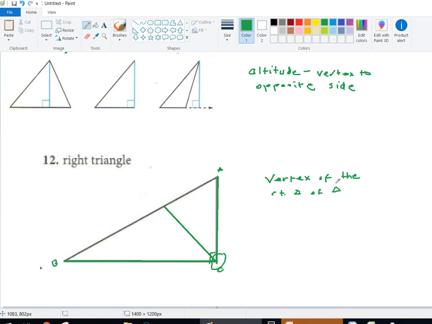Sometimes with these triangles where we're drawing altitudes, the orthocenter could be inside or outside also. But for the right triangle, it'll always be at the vertex. And I mean always, so that's something you can count on, and it's something that you could have in your notes to be sure of. We'll move on to number 18.